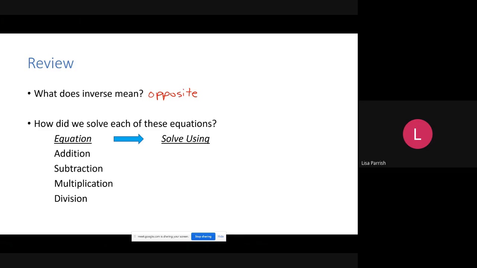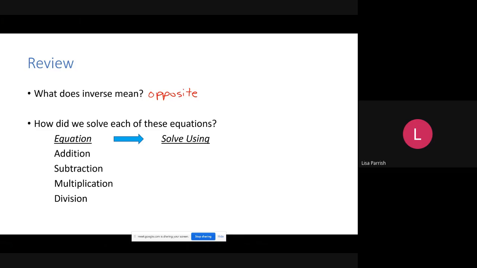When we were solving equations, we used the inverse operation to solve those. So solving inequalities is going to be very similar to the process we used for solving equations. We're still going to use the inverse operation to solve an inequality, just like we did with equations. So just as a quick review, let's talk about how we solved equations.